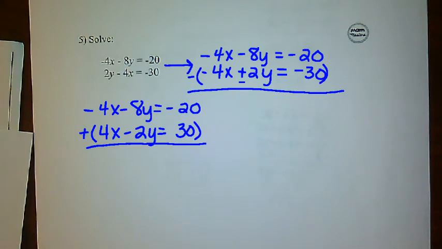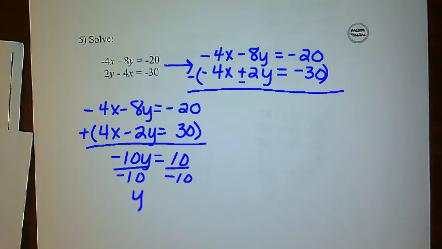So now I have a nice easy problem right here. I get negative 10y is equal to 10, so y equals negative 1. So here is what I was talking about before. I solved for y first. So now I'm going to be careful, and when I write my final solution in a minute, I'm going to make sure that I write it in the right order.